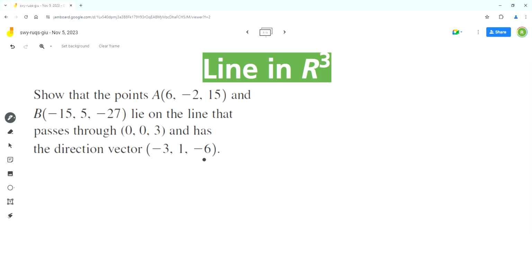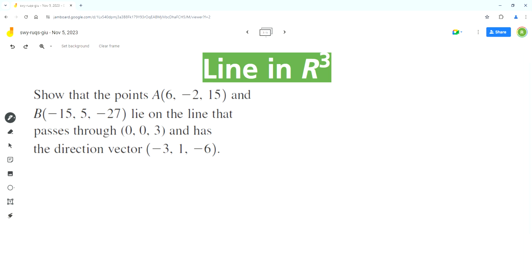So the first step is to find the equation of the line that passes through the given point 0, 0, 3 and has the direction vector negative 3, 1, negative 6. And we should find the parametric equations for this line because we can use the parametric form easily to prove that the points A and B lie on that line. So we'll find the vector form of the equation first and then we'll convert the vector form to parametric form.